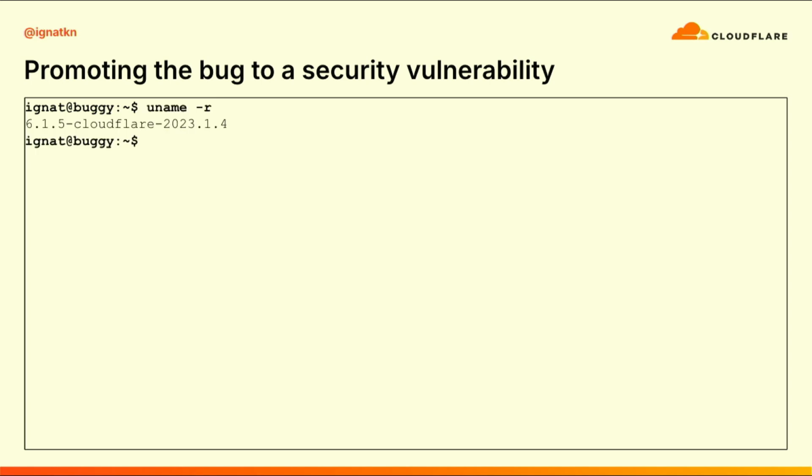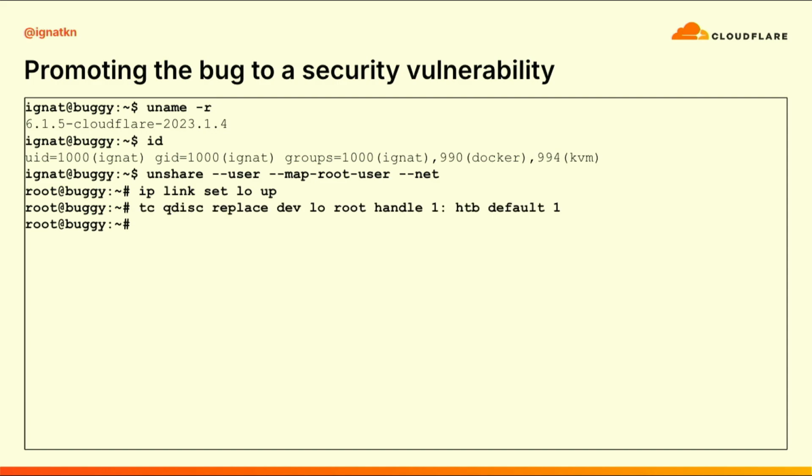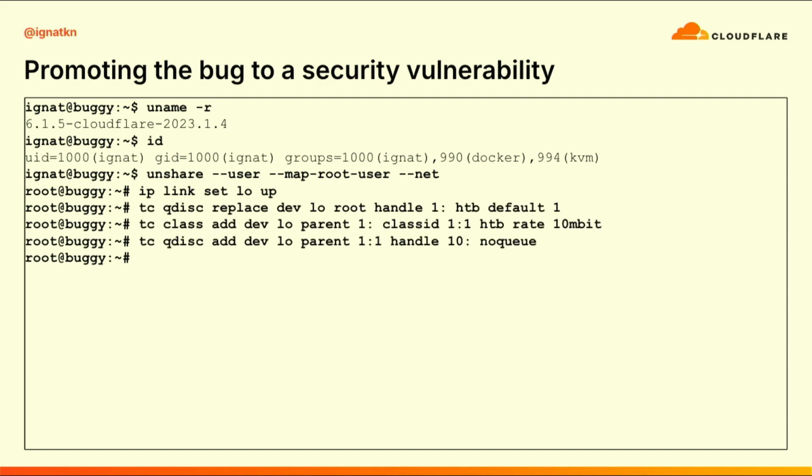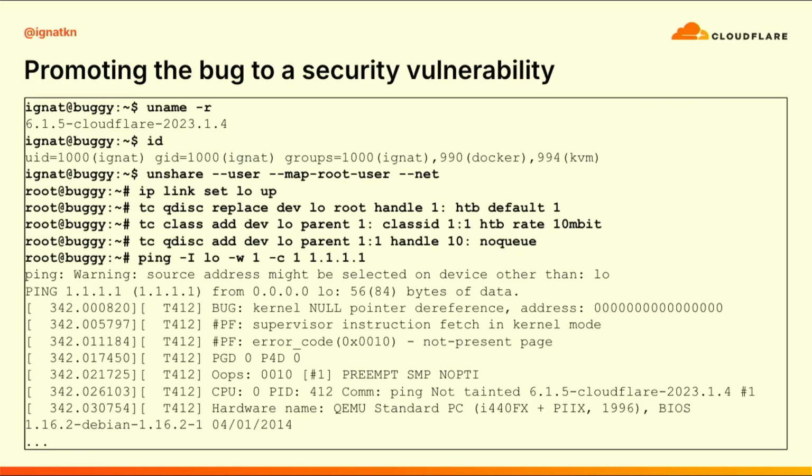Here we're on Linux 6.1.5, which was the last kernel where the bug wasn't patched. I'm an unprivileged user, so I'm just creating a user namespace and configuring the localhost interface in it. Then I run the reproducer, and now it's configured, and all I need to do is send one packet through this network card, so one ping. If I send a ping, my system crashes.